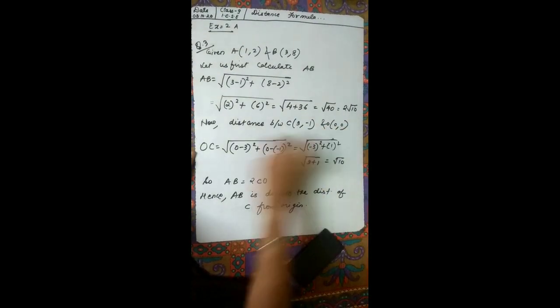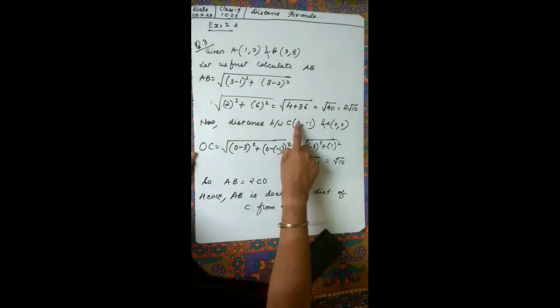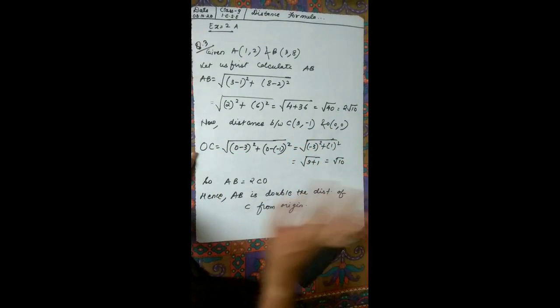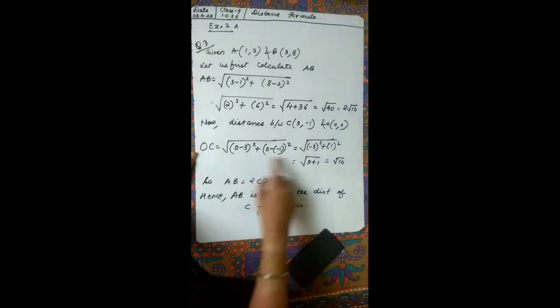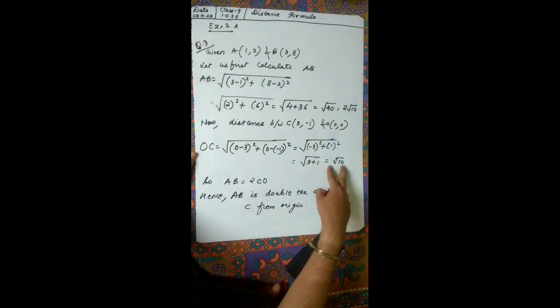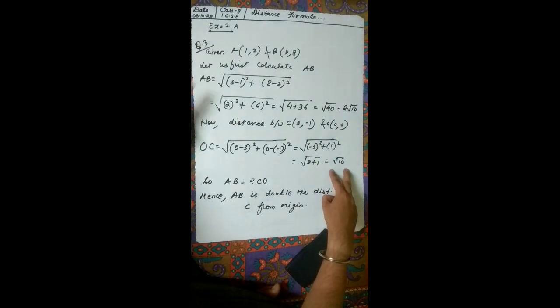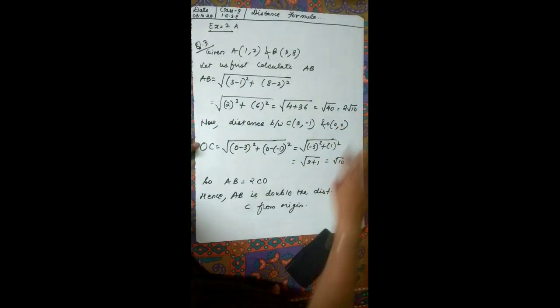Alright, so OC will be x2 minus x1 or x1 minus x2, you can do both, no problem. Y2 minus y1 or y1 minus y2, the whole square, you will get the same. So you will get root 10 with that. As I see, this is 2 root 10, this is root 10, so AB is 2 root 10 and OC is root 10.